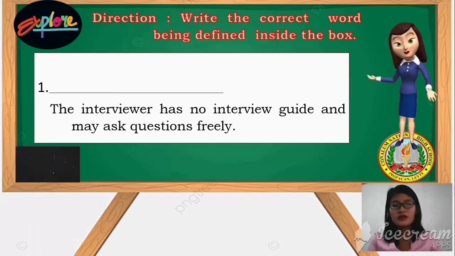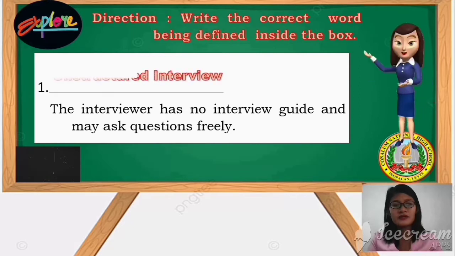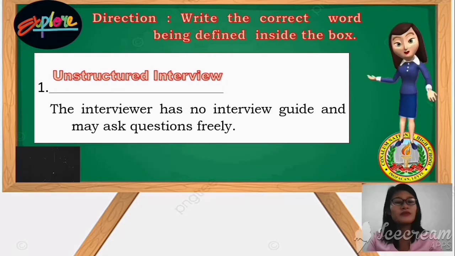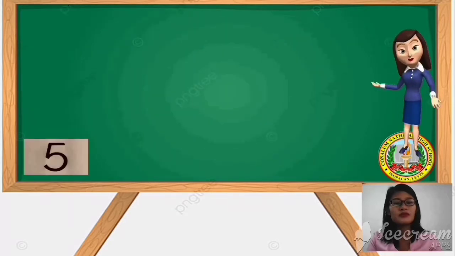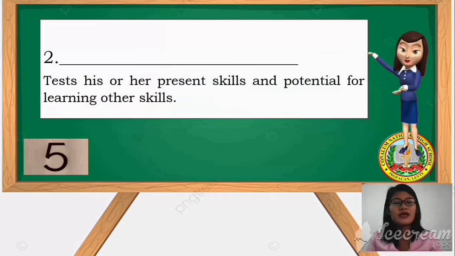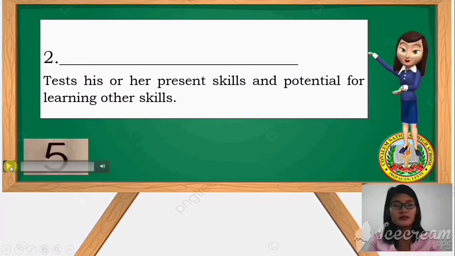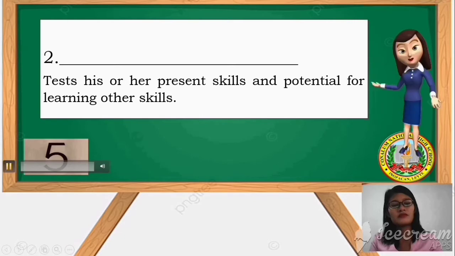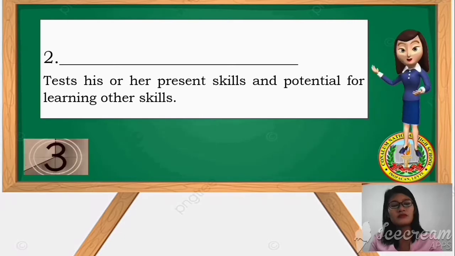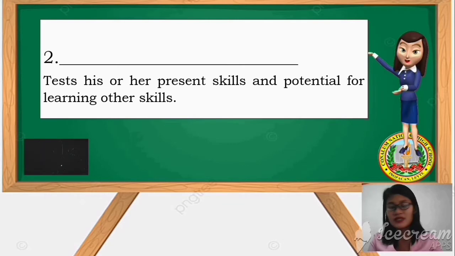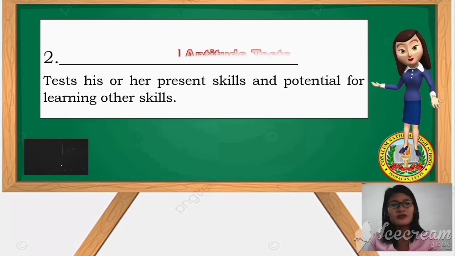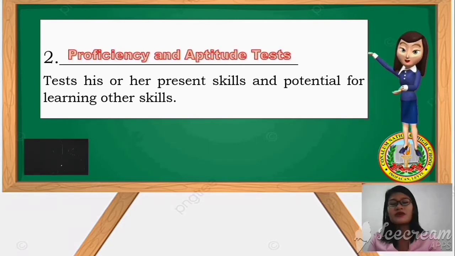Okay, so what is the correct answer? It is unstructured interview. Okay, very good. Number 2. Test his or her present skills and potential for learning other skills. Okay, can someone guess the correct answer? Very good. It's proficiency and aptitude tests.